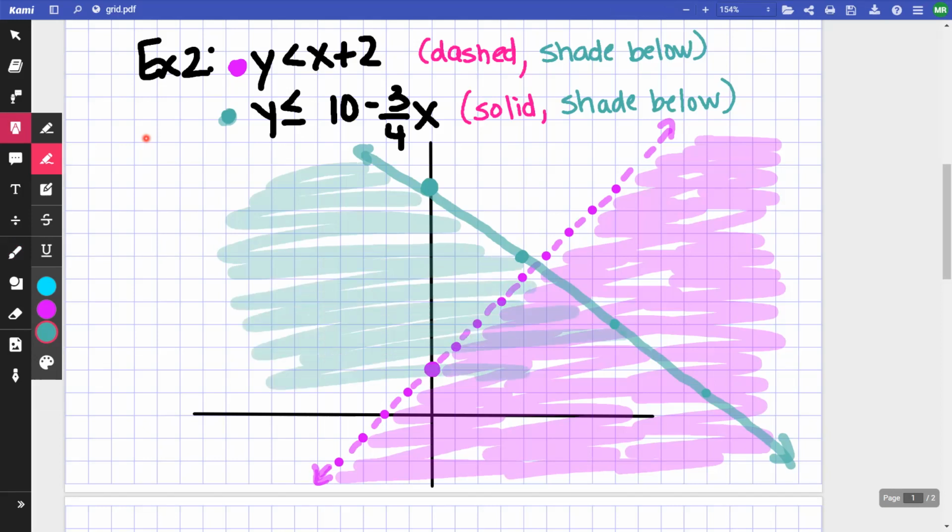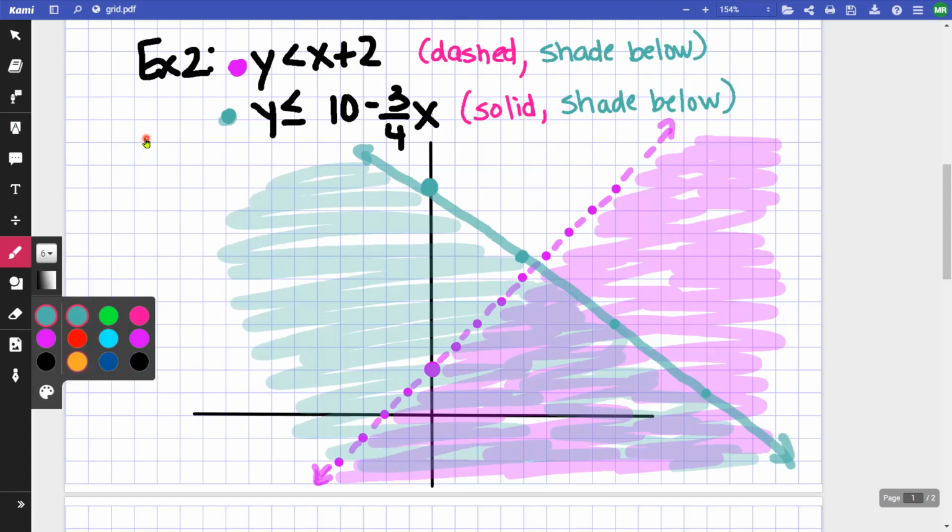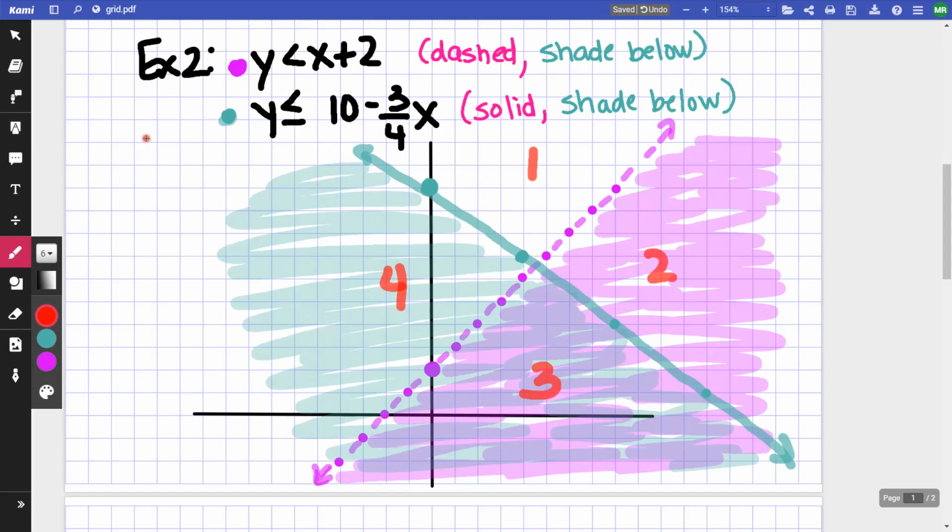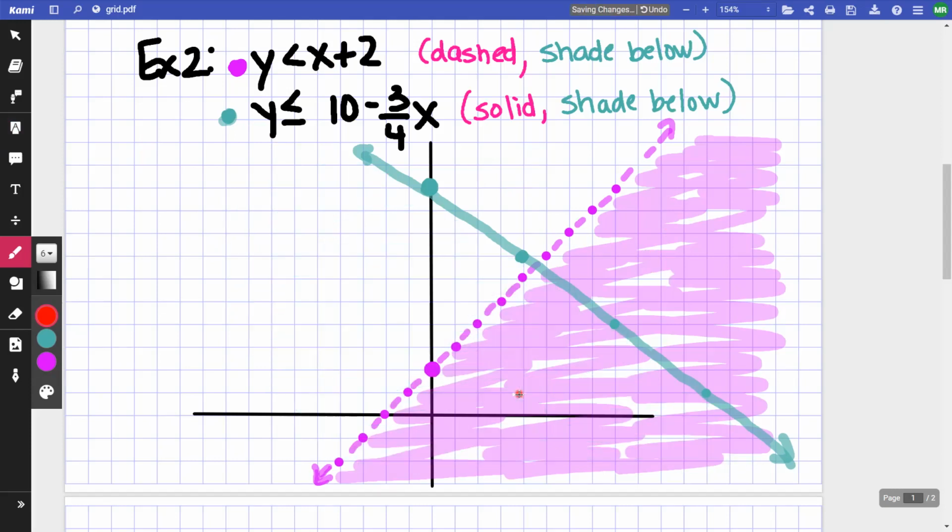Now, when I shade below, what's going to happen is, again, if I break this up into 4 sections, section 1, section 2, section 3, section 4, section 1 makes neither inequality true. Section 2 makes the first one, my purple one, only true. Section 4 makes my teal one, the second one, only true. And down here in section 3, that's where both shading is. That is where our answer is. That makes both inequalities true at the same time.